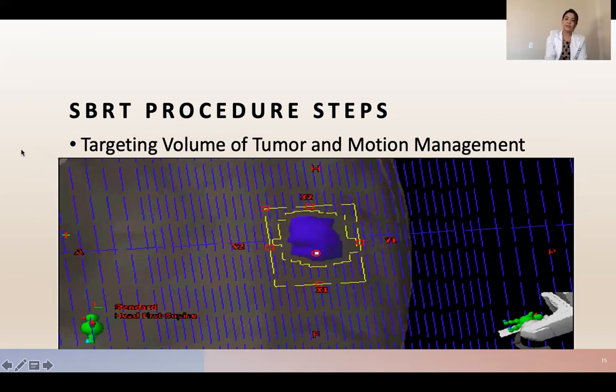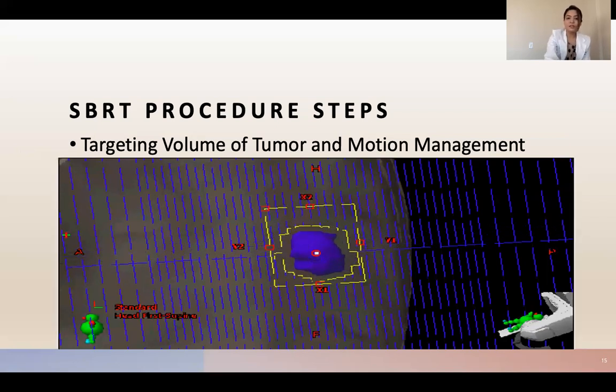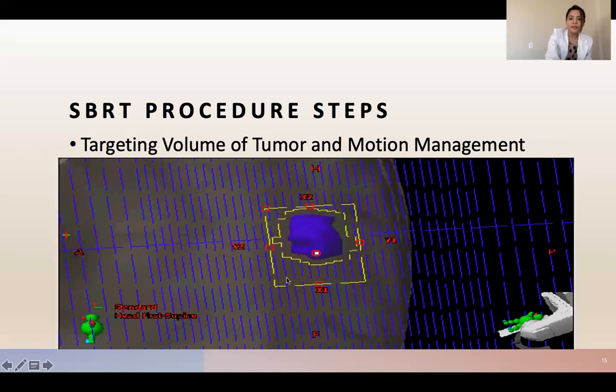So with SBRT, targeting volume of the tumor and motion management is done at the same time. As you can see in the picture, the radiations are being applied to the tumor, but the radiations are not crossing the boundaries of the tumor. It's staying inside the limits of the tumor. As you can see, the tumor is actually moving with respiration, but the radiations are not crossing the boundary of the tumor, and they are not affecting the surrounding healthy tissues.